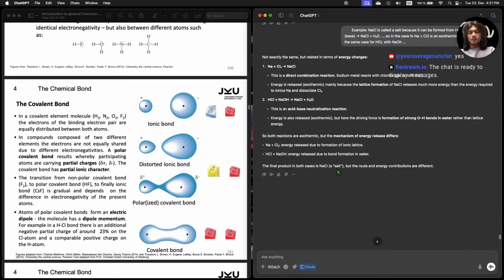How are the enthalpy of formation for Na, Cl?